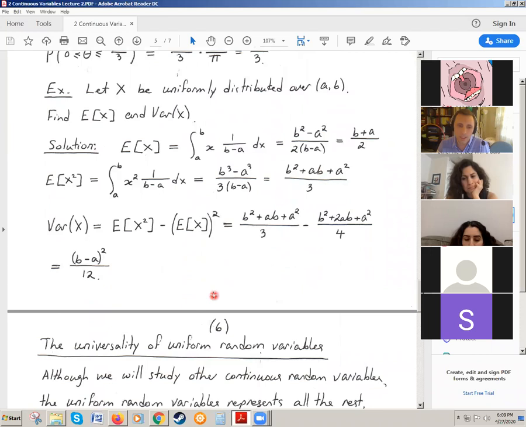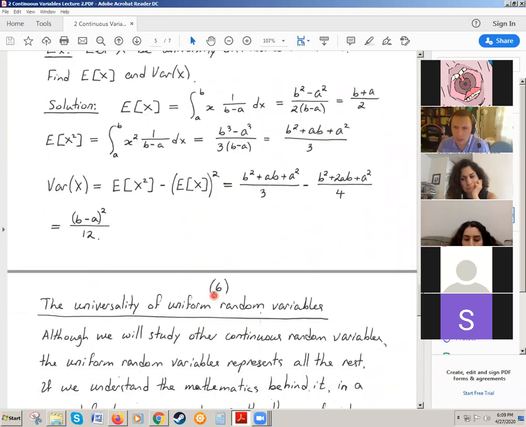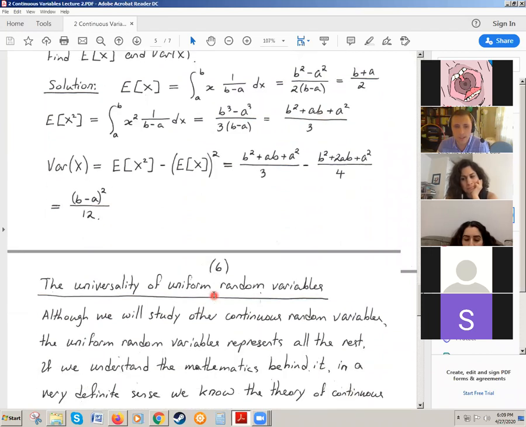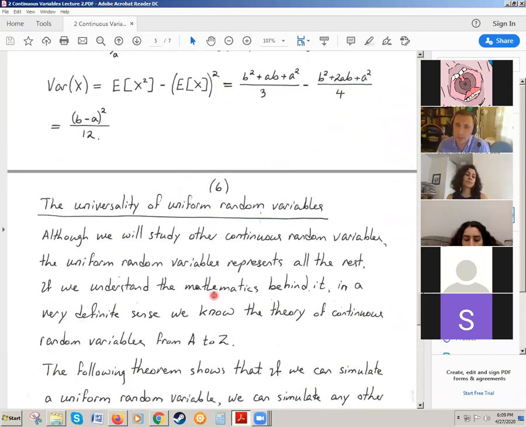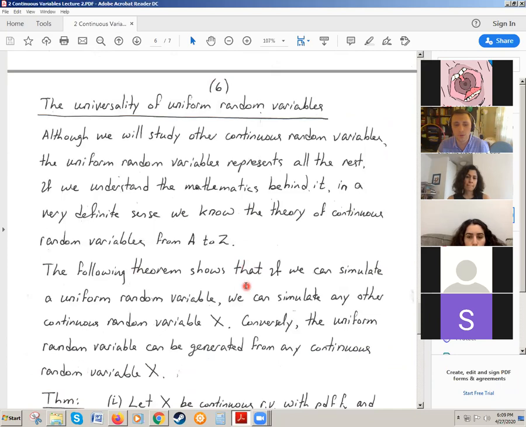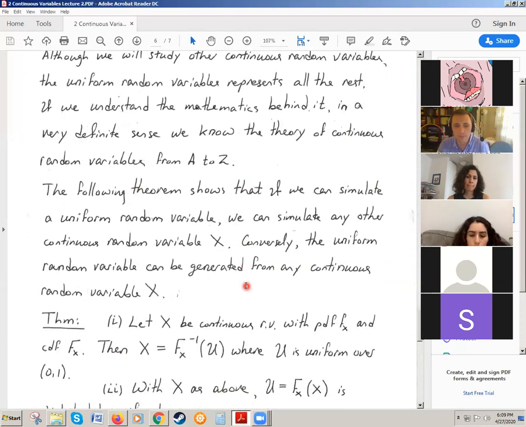So in some ways, we're going to talk about other distributions, but in some ways, the uniform random variable is the only variable there is. In other words, if you understand the uniform random variable, you understand every other continuous random variable. If you have an understanding of any other continuous random variable, you can simulate the uniform random variable. So here is how that's supposed to work.